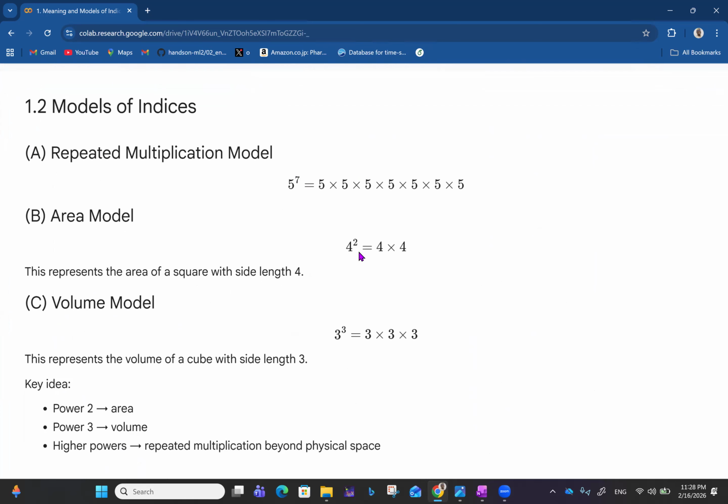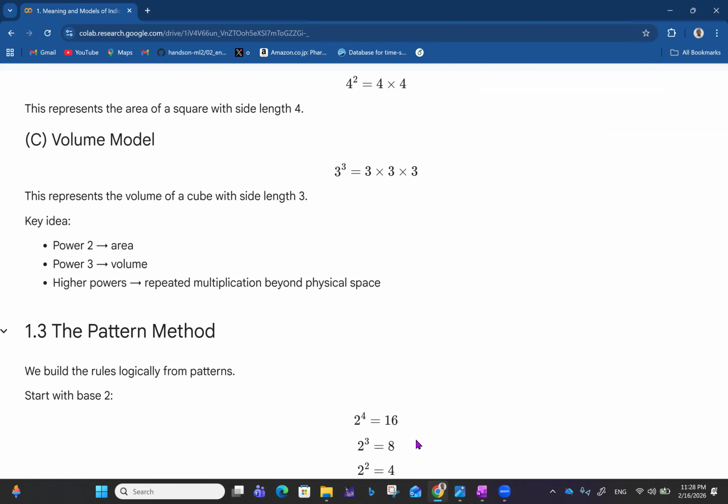But of course, from that we can also have an area model. When you multiply a number by itself twice, you get an area. So you have 4 raised power 2, which is 4 times 4. This represents the area of a square with side length 4. And then you have the volume model, which is something like 3 raised power 3. You have 3 times 3 times 3. This represents the volume of a cube with side length 3. The key idea here is that power 2 implies area, power 3 implies volume, but higher powers imply repeated multiplication beyond physical space. So those are the models of indices.